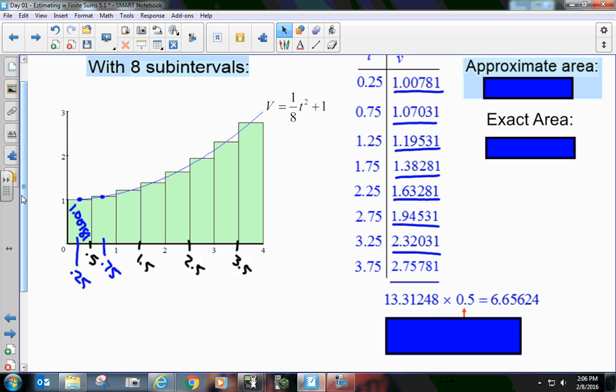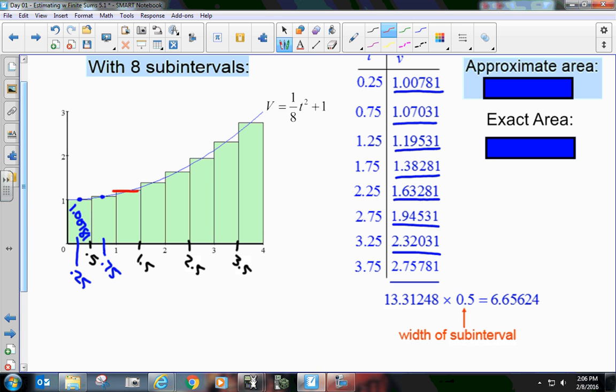Why am I going to take that and multiply that by 0.5? That's the width of my subinterval. Each one of those 8 subintervals has a width of what? That's 0.5 from here to here. That's 0.5 from here to here. That's 0.5 from here to here. So I add them all up, and I multiply by the width of my subintervals. Okay? That should never change. Your subinterval is going to be the same for each rectangle. So the width is going to be the same for each rectangle. So why didn't we do that for the first 3 problems we did? Because the subinterval is 1. 1 times anything is itself. Yahtzee!